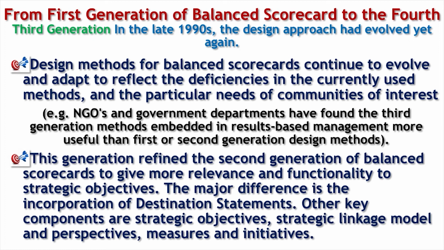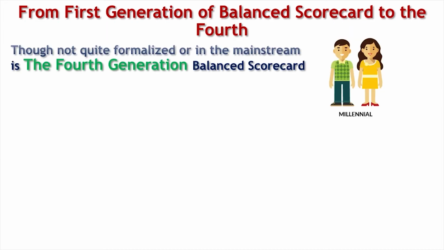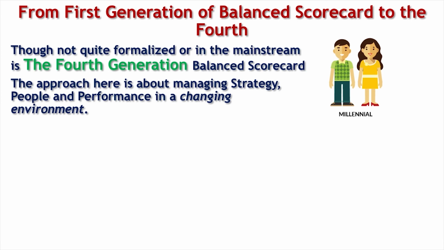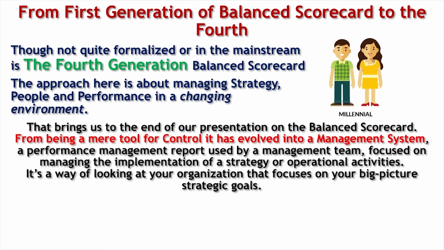This generation refined the second generation of balanced scorecard to give more relevance and functionality to strategic objectives. The major difference is the incorporation of destination statements. Other key components are strategic objectives, strategic linkage model and perspectives, measures and initiatives. Though not quite formalized or in the mainstream, the fourth generation balanced scorecard approach here is about managing strategy, people and performance in a changing environment.